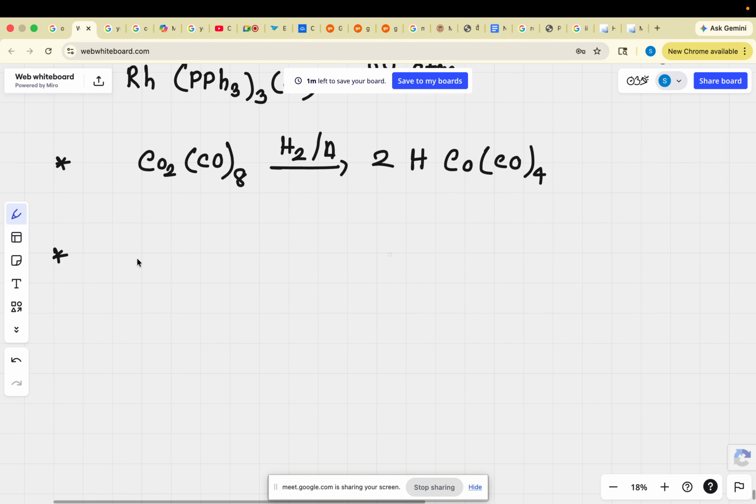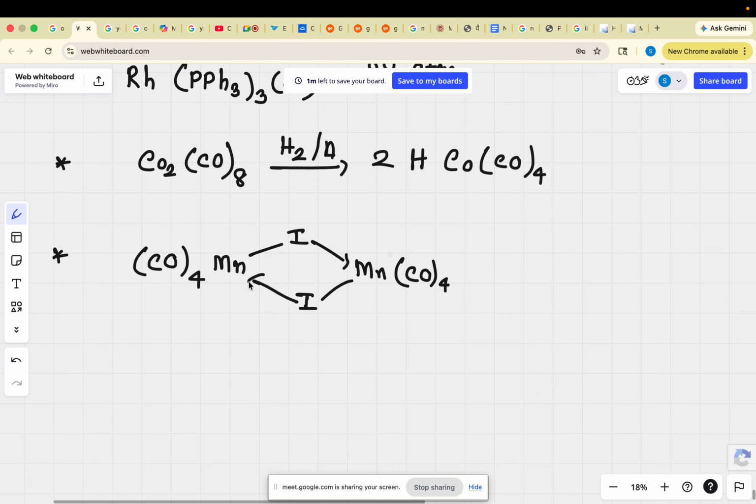Now, suppose you have this CO whole 4 manganese iodine. This is your coordinate bond. Okay, so that means iodine is donating 2 electrons to the manganese center, but this is your covalent bond. Here manganese is donating 1 electron, iodine is also donating 1 electron. Now here also this is your covalent bond and this is your coordinate bond.